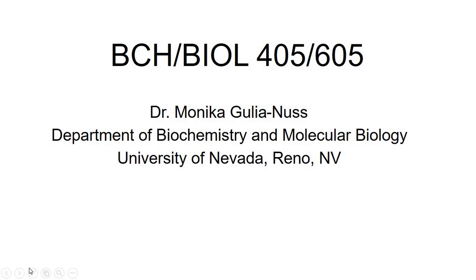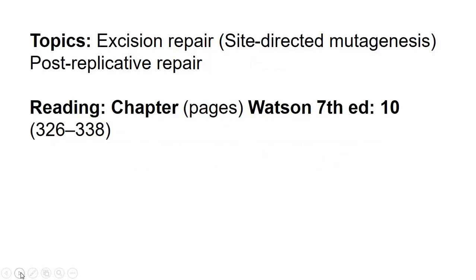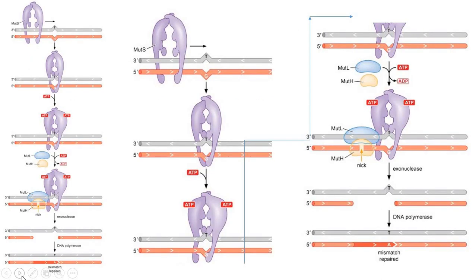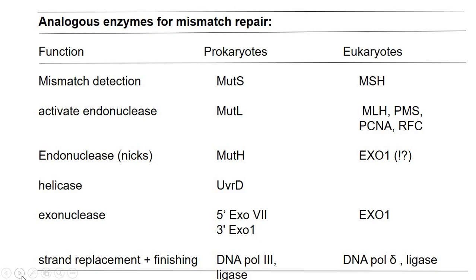All right. So in the previous set of slides, we were focusing on chapter 10, pages 326 to 338. We were talking about DNA damage repair in E. coli and how these different proteins, different enzymes work together to repair the DNA damage. I also mentioned that the damage repair is quite similar in eukaryotes, but not exactly the same, and it's not very well understood either. So these are the enzymes that we talked about in the previous set of slides.